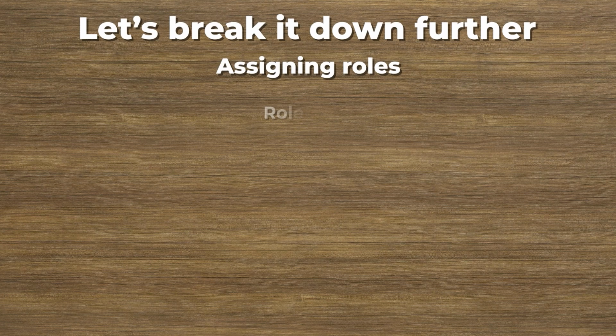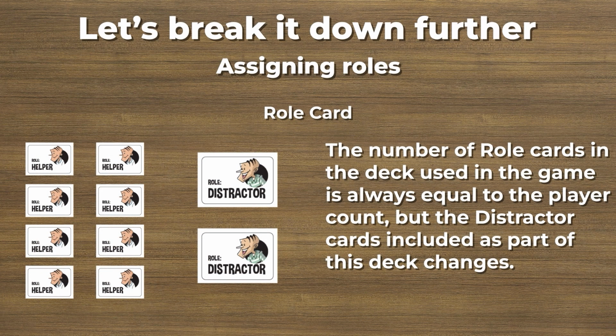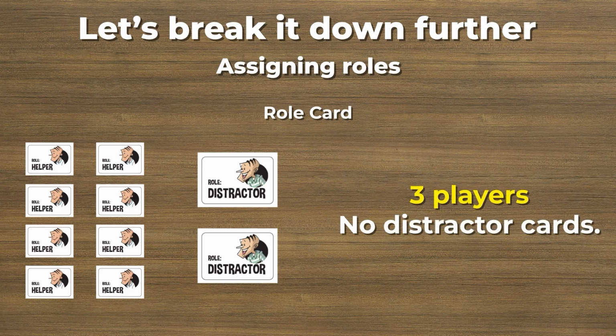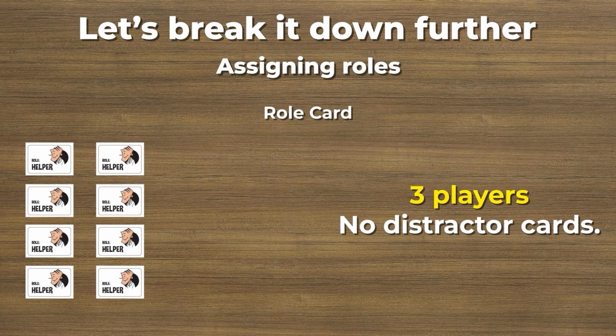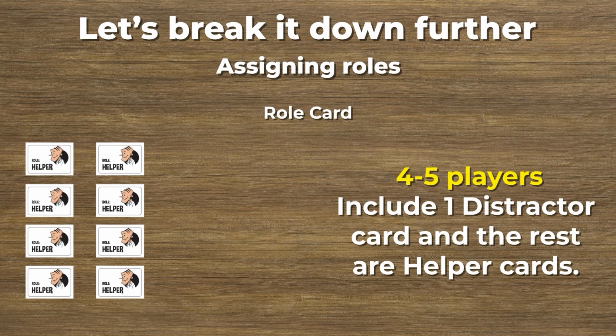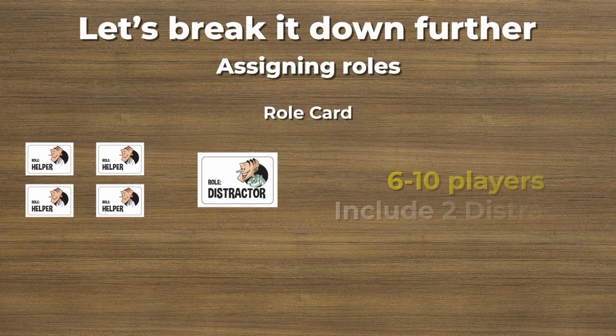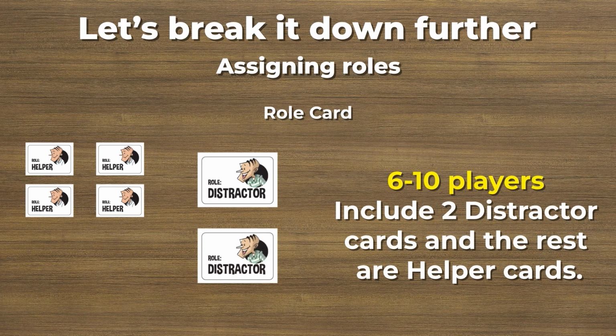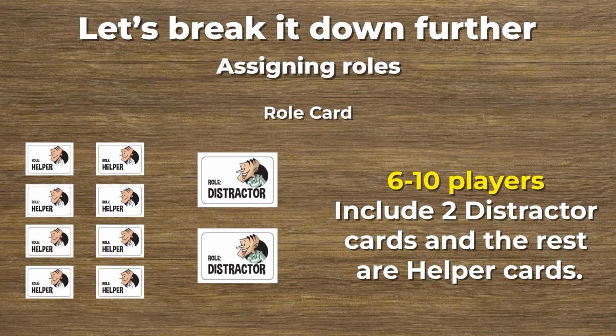Here's how you assign roles. The number of role cards in the deck used in the game is always equal to the player count, but the distractor cards included as part of this deck changes as follows. With 3 players, there are no distractor cards. With 4 or 5 players, include 1 distractor card and the rest are helper cards. With 6 to 10 players, include 2 distractor cards and the rest are helper cards.